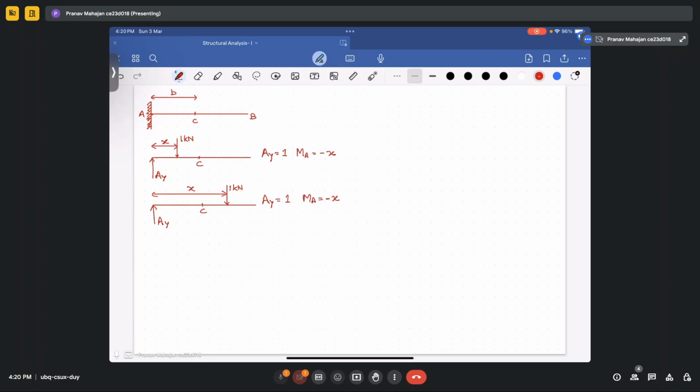So when the load is between A and C, it will look like this. So suppose this is your point B, this is your point C, and I will make this as VC. So now why am I taking it as upward force? Because I am taking the section from the right. If I take the section from the left, my VC will be in the downward direction. Okay. So in this case, since there is no load, VC will be 0 and MC will also be equal to 0.